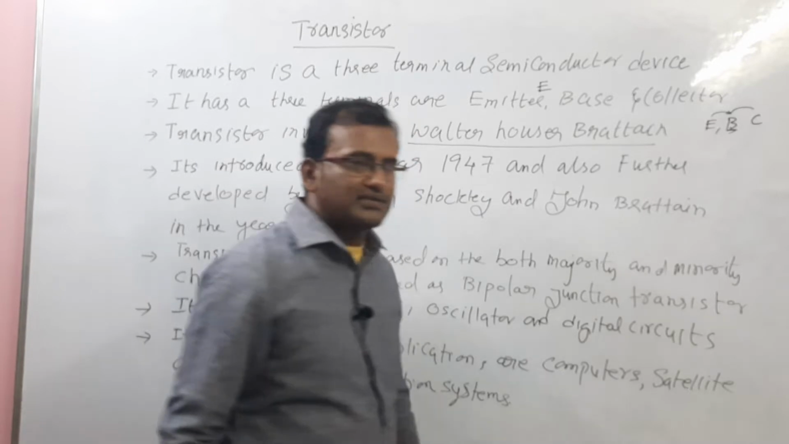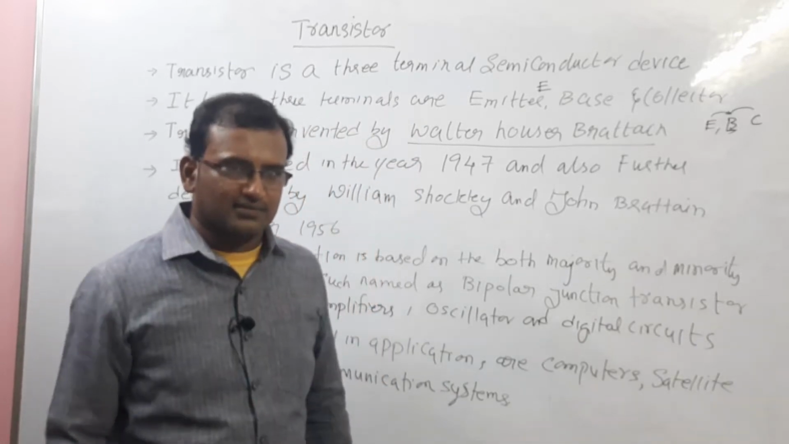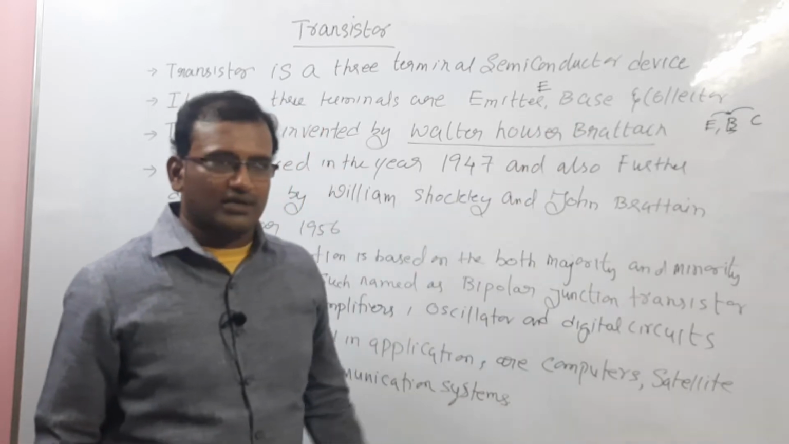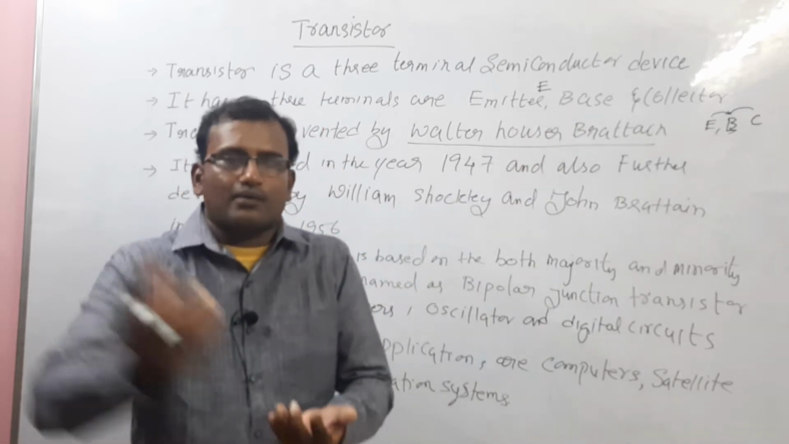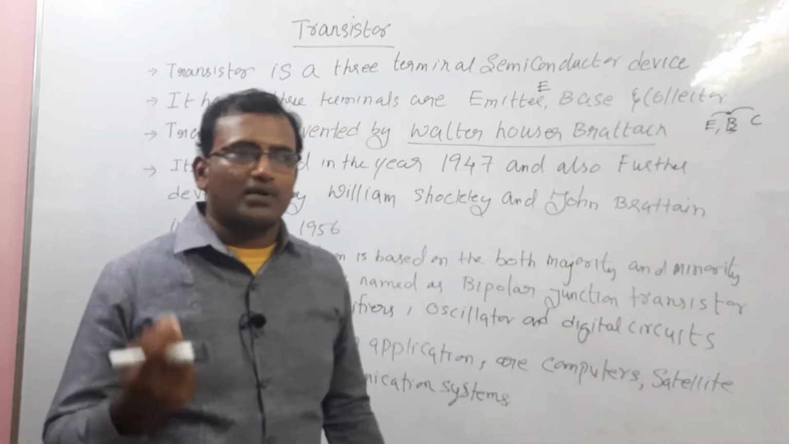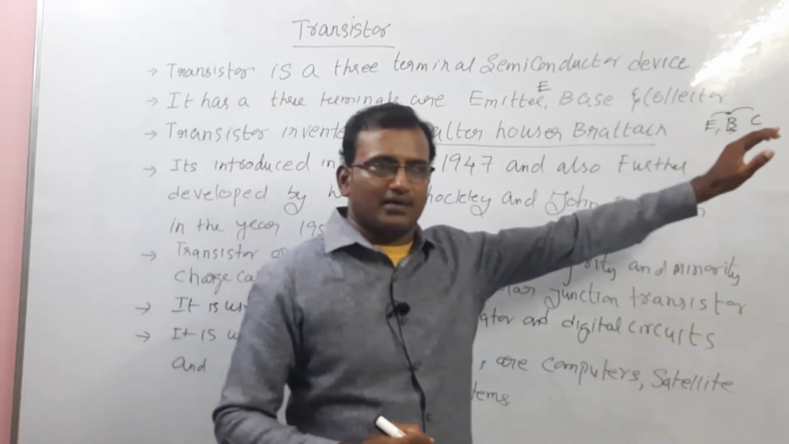Okay. And the base is a thin layer and small in size. And it is lightly doped. It collects the charge carriers and passes them on, and it is lightly doped. The doping level should be very small compared to the emitter and collector.